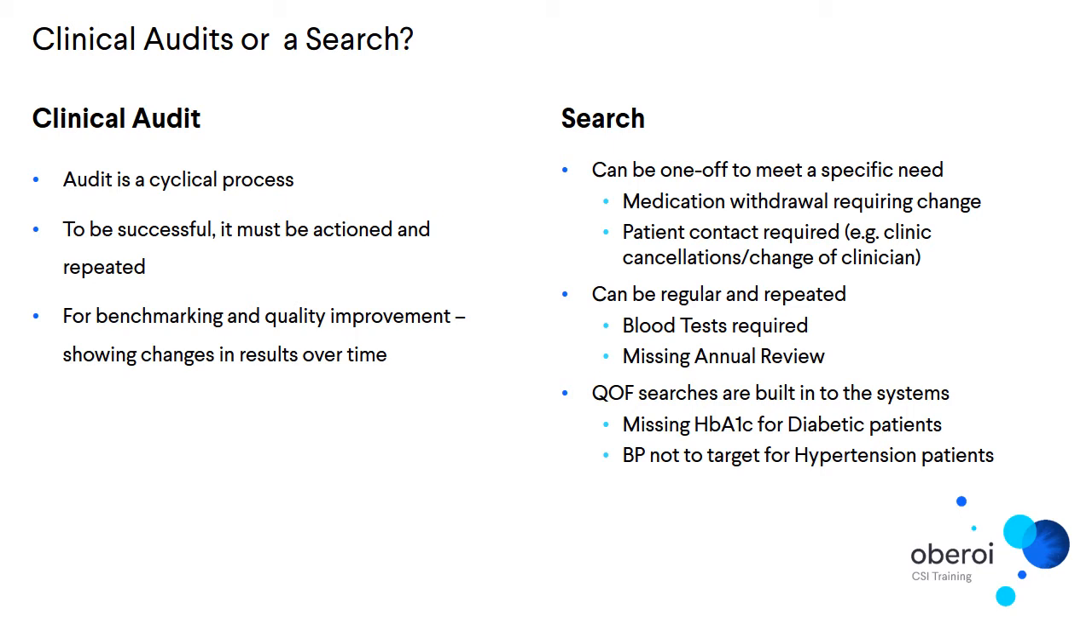For example, a medication has been withdrawn, therefore you need to know the list of patients who have been taking it. Patient contact required, so a clinician has cancelled a clinic or there is a change of clinician and you need to contact the patients. They can be regular and repeated, so blood tests to be done every month, or patients with missing annual reviews to be run annually. All of the QOF searches are built into the systems. So for example, patients with missing blood tests for diabetes or blood pressure not to target, etc. Those are already built into the system. So those are searches rather than audits.